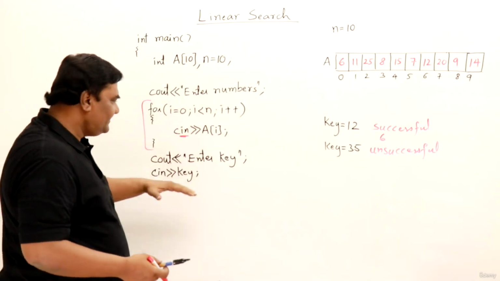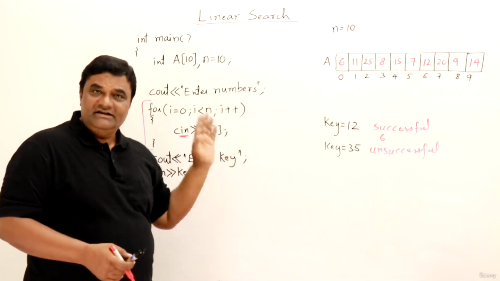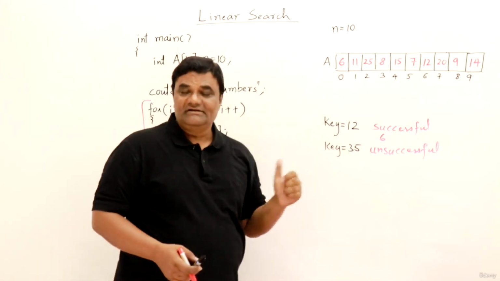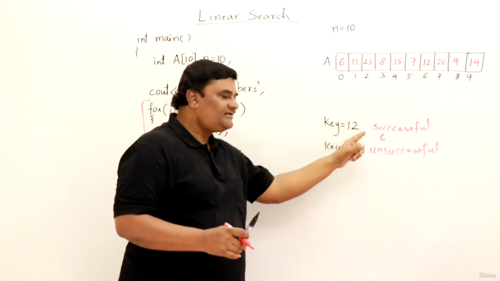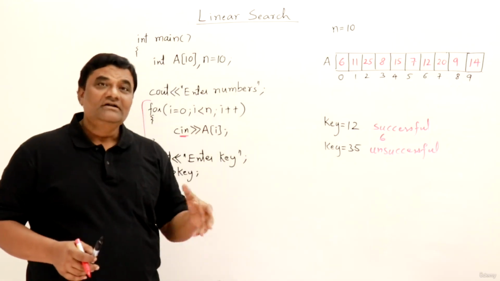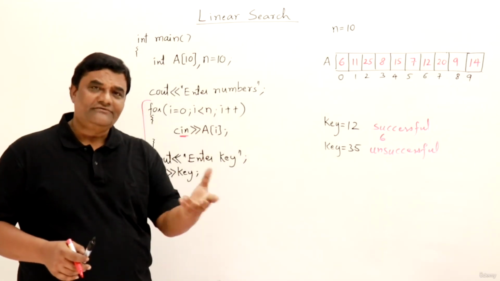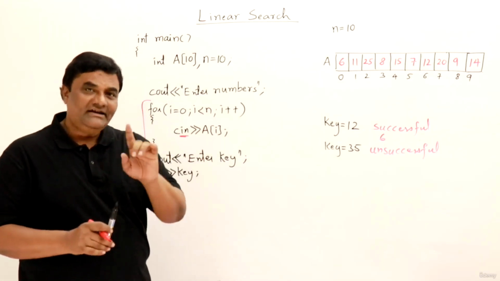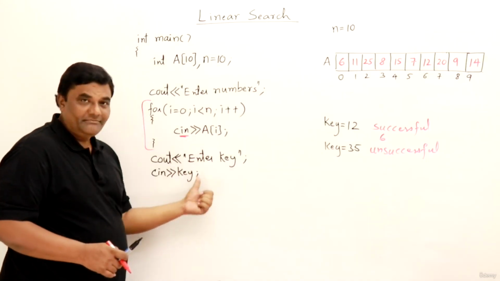After giving the elements, then you can give a search key. The key may be present in this array, may not be present. If it is present, we should get the index. If it is not present, we should get the message that it is not found or it is unsuccessful. So we'll say not found. Whatever key you like, you can enter it. This will be taken from the keyboard.